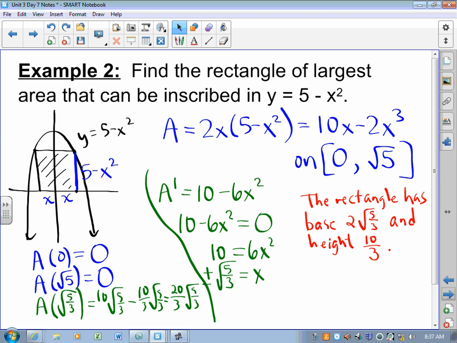What's the rhythm? The problem leads to a picture. The picture leads to a formula. The formula determines the interval. The formula leads to a derivative. The derivative leads to critical points.